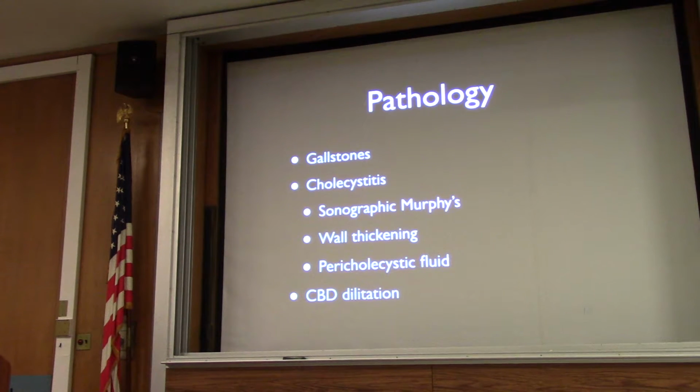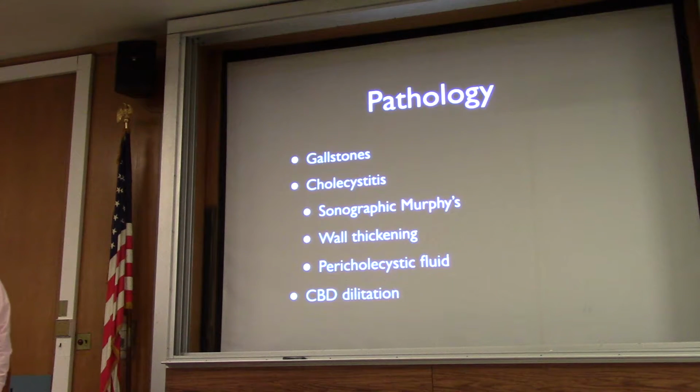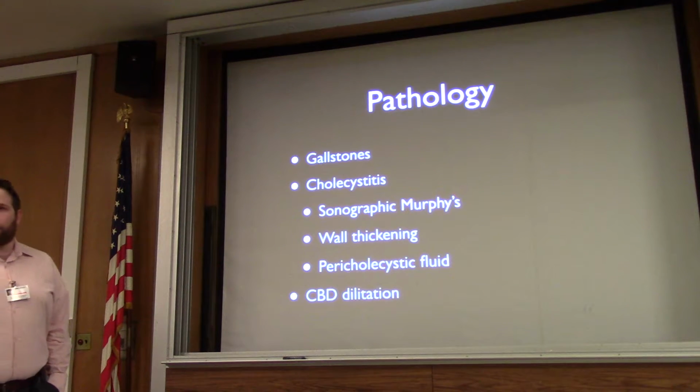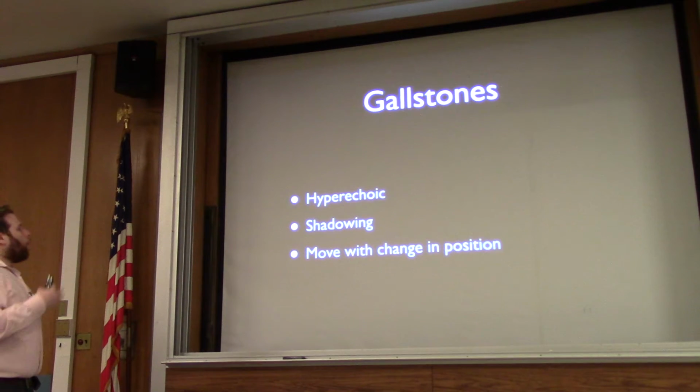And those aren't really the patients we're looking for, the acalculous cholecystitis, because those are going to be the sicker patients, the ICU patients. So really the patient we're thinking about is stones. Stones is obviously a big one. So what do stones look like?